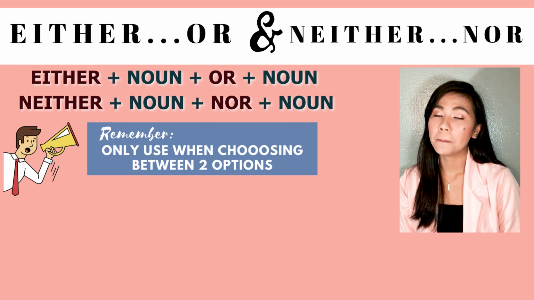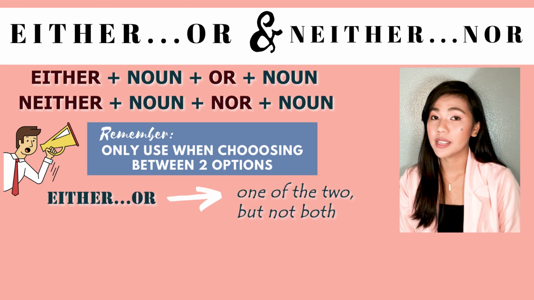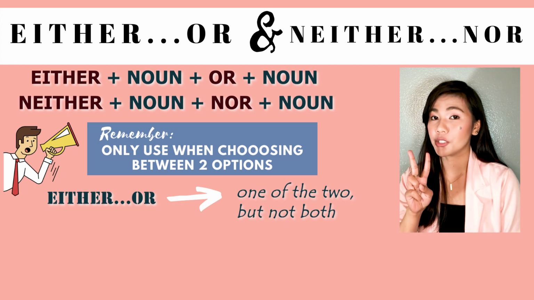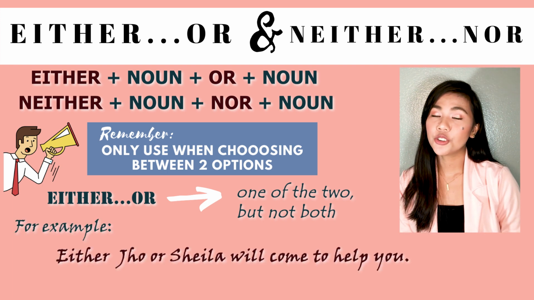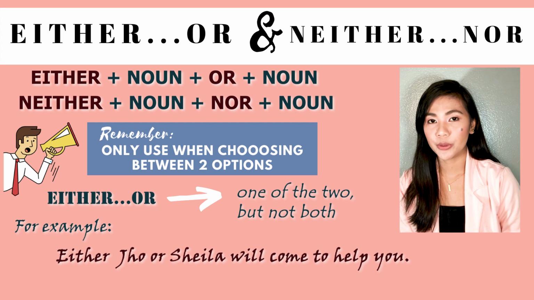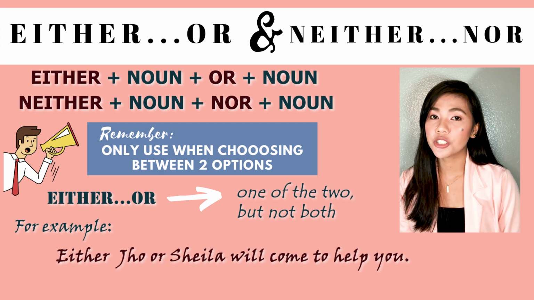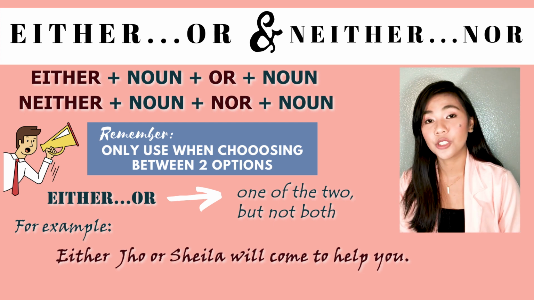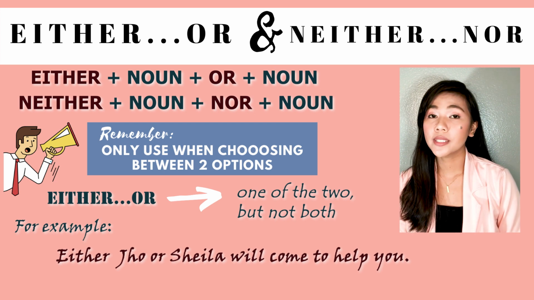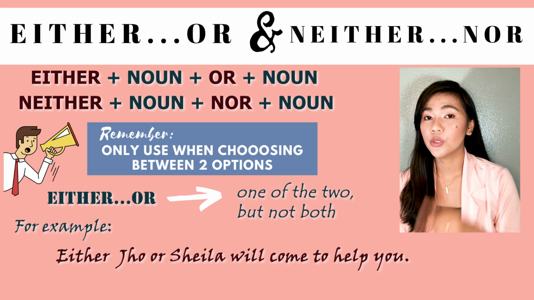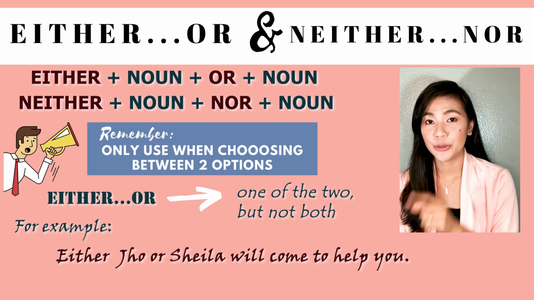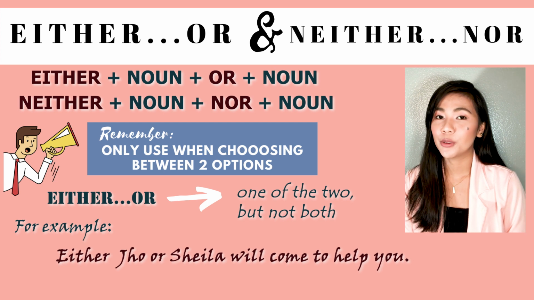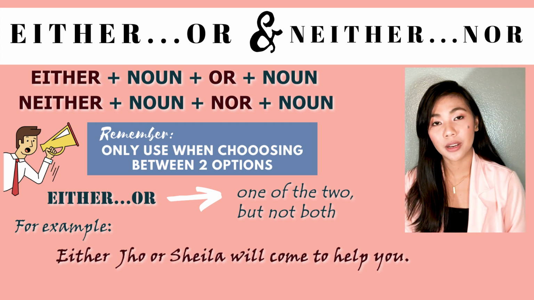Either...or means one of the two, but not both. This means there's only one of the two options. For example, "Either Joe or Sheila will come to help you." Now in terms of meaning, both of these situations are possible. So it's possible that Sheila will come to help you, or Joe will come to help you. It is important to know that in this sentence, there's only one person that will come to help you. This means one or another. It can be Sheila or Joe. So, "Either Joe or Sheila will come to help you."